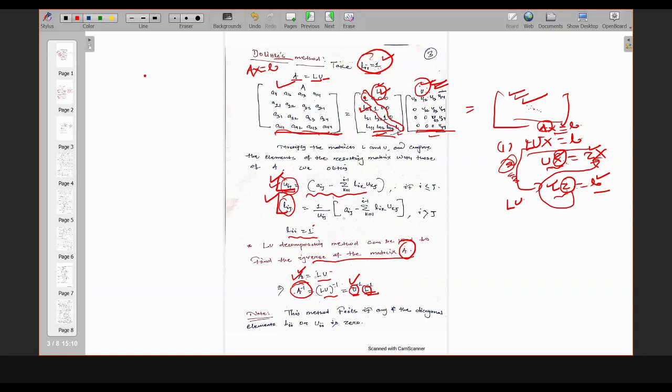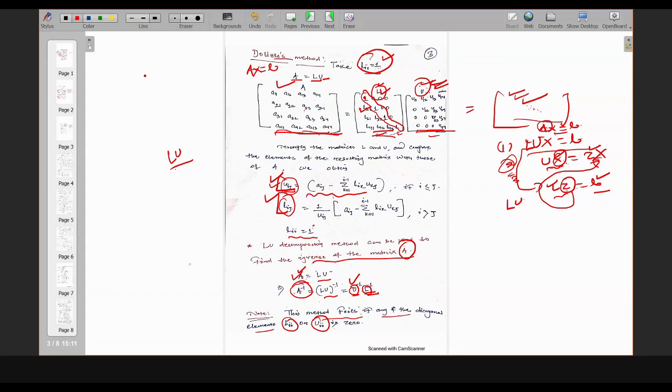The LU decomposition method fails if any of the diagonal elements, L_ii or U_ii, is 0. If you find that any of the diagonal elements is 0, then you can't apply the LU decomposition method to find the solutions of the linear system of equations.